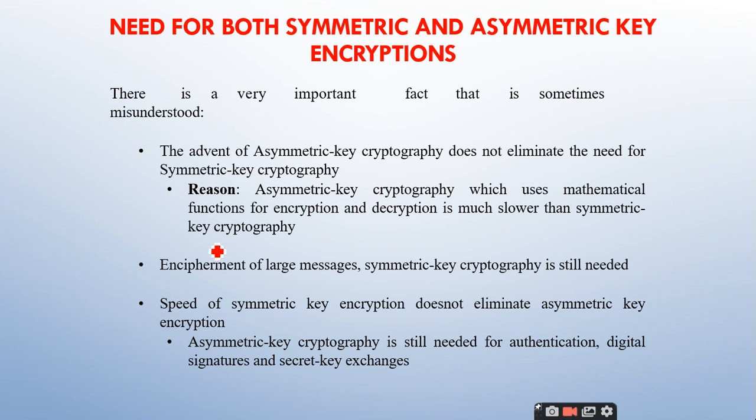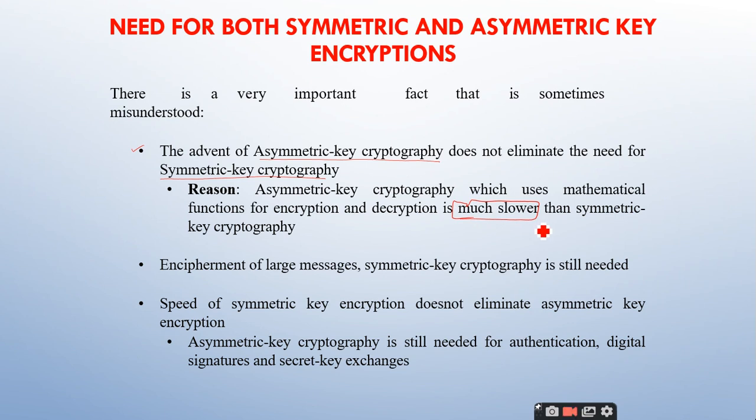So here we are going to discuss a very important fact that is sometimes misunderstood. The advent of, that means the invention of, asymmetric key cryptography does not eliminate the need for symmetric key cryptography. The reason is, as I told, that asymmetric key cryptography uses numbers. So it is going to use mathematical functions for both encryption and decryption. Therefore, asymmetric key cryptography is much slower than symmetric key cryptography. Very important. It is much slower than the symmetric.